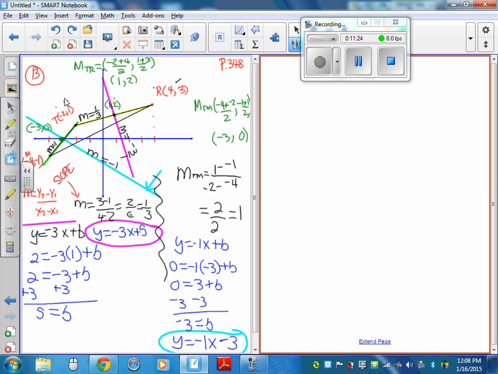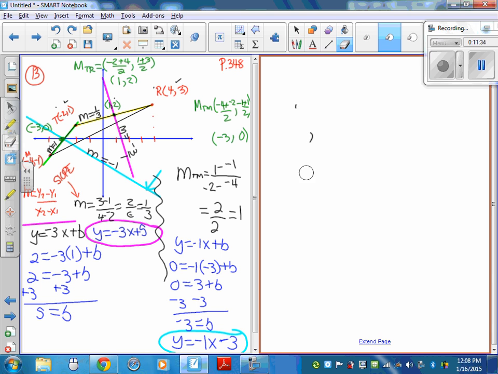So now you have to solve a system with the pink line and the blue line. When you solve a system, that's how you get their exact intersection.